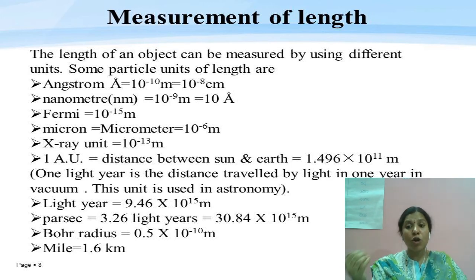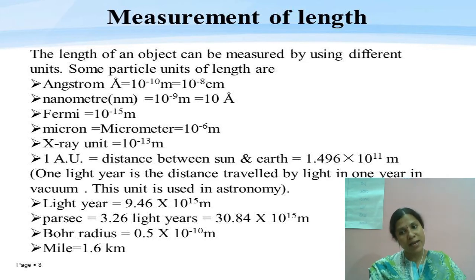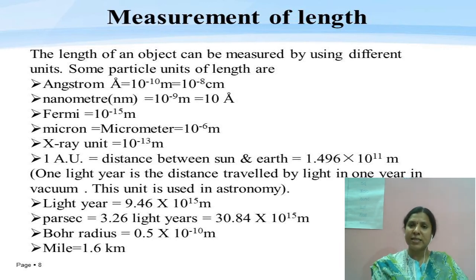One astronomical unit is the unit used to measure the distance between Sun and Earth. It is equal to 1.496 into 10 power 11 meter. And remember, there is one more standardly accepted unit, the light year. So what actually is a light year? A light year is the distance travelled by light in 1 year, and it is the unit used to measure the distance between various astronomical objects.